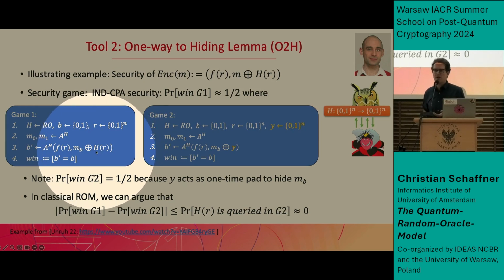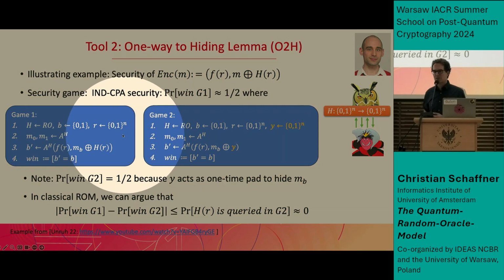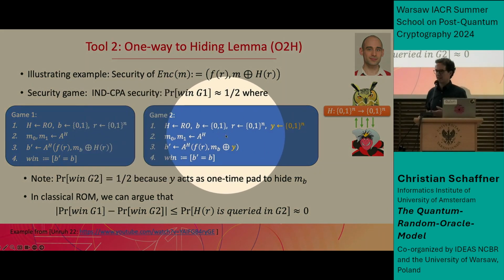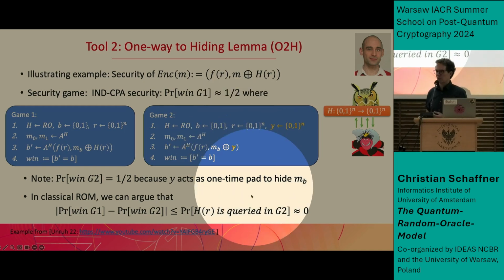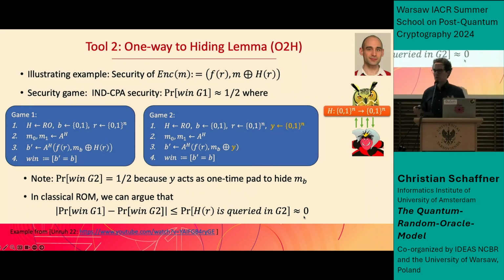And then you say, oh, okay, but I recognize something here. This is something that I happened to query before. But the R was picked at random to start with. So it's very unlikely that any attacker here can actually query h of r. So this probability is very close to 0, it's negligible. And therefore, we're done.